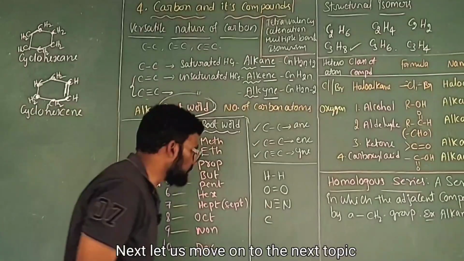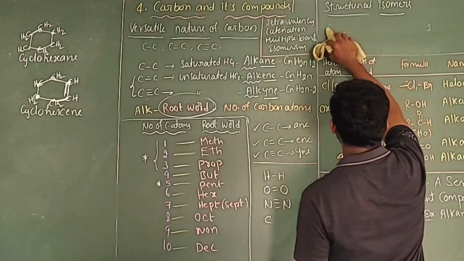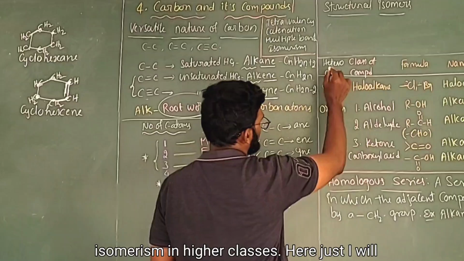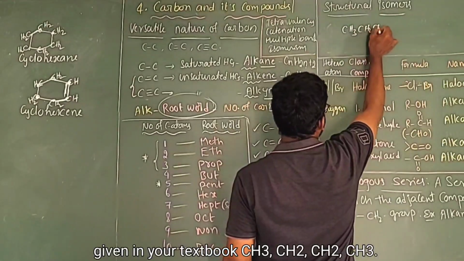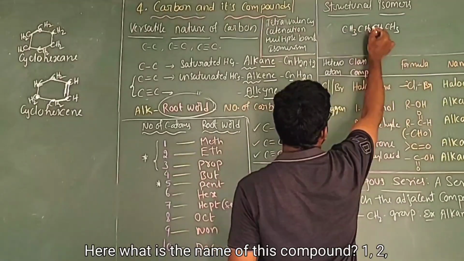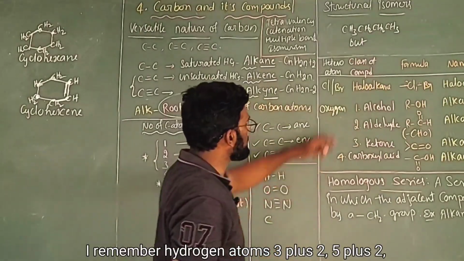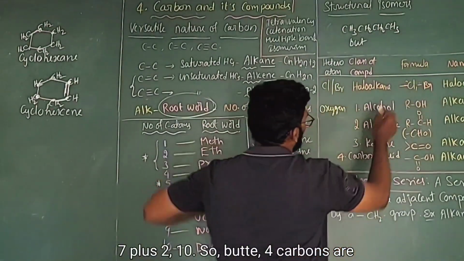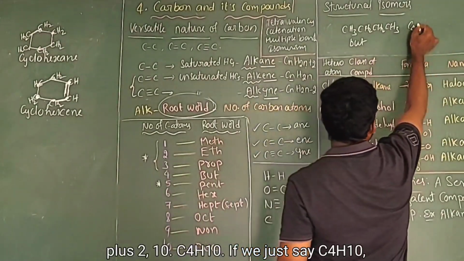Okay, right. Next, let's move on to the next topic, structural isomers. Isomerism is a very important concept, but you will learn in detail about isomerism in higher classes. Here I will just give you 2 examples, whatever is given in your textbook. CH3, CH2, CH2, CH3. What is the name of this compound? 1, 2, 3, 4, 4 carbons are there, so but-. And the number of hydrogen atoms? 3 plus 2, 5 plus 2, 7 plus 2, 10. So 4 carbon atoms, but-, and the hydrogens are 10. 4 2s are 8 plus 2, 10.